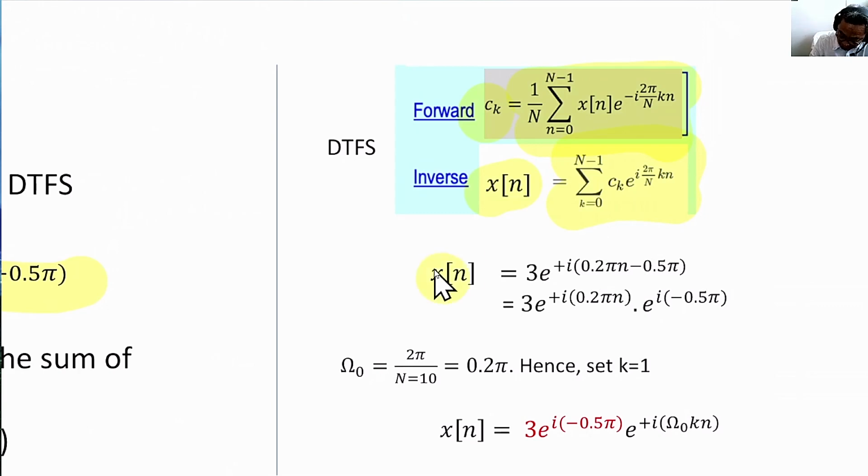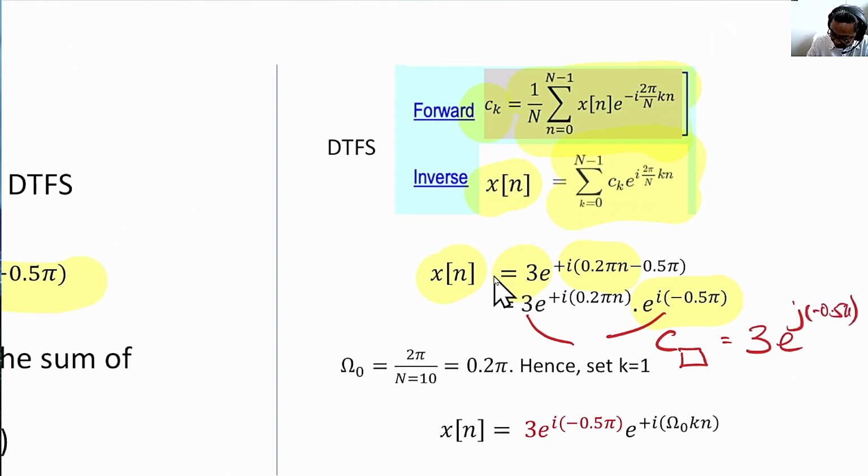Take a look at xn now. The amplitude is 3, and the complex exponential has a phase of minus 0.5 pi. So we know that this synthesis equation doesn't have a phase shift. So what do we do? Well, we take this phase shift out, and then now we have 3 multiplied by e^(j minus 0.5 pi) to represent the ck. So this thing is actually c something. Well, we do not know what it is, but it looks like 3 e^(j minus 0.5 pi).